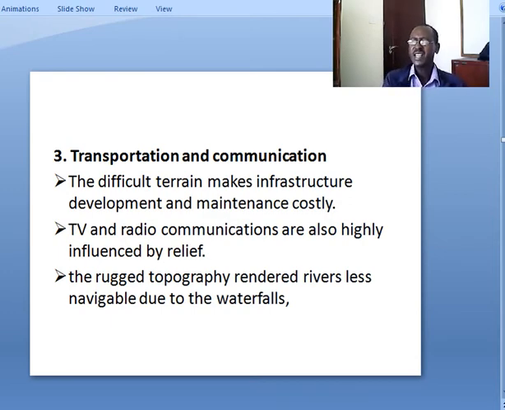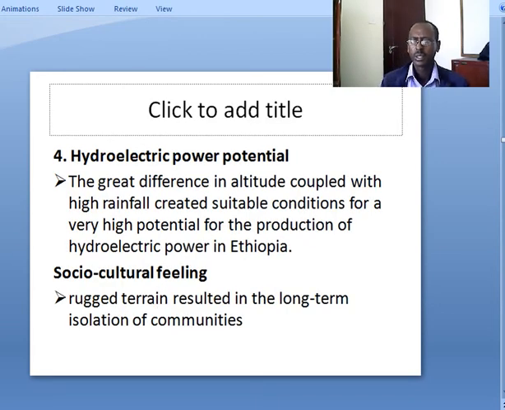Ethiopia has a very rugged terrain, so the difficult terrain makes infrastructure development and maintenance costly because there are ups and downs. TV and radio communications are also highly influenced by relief. The rugged topography renders rivers less navigable due to the water force. So, Ethiopian rivers are not navigable because of this. 4. On hydroelectric power potential. The great difference in altitude, coupled with high rainfall, creates suitable conditions for a very high potential for the production of hydroelectric power in Ethiopia.